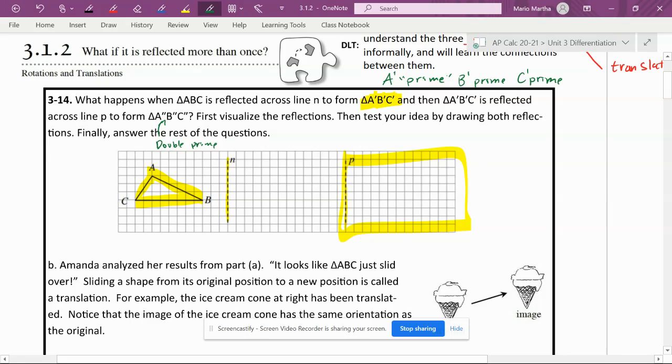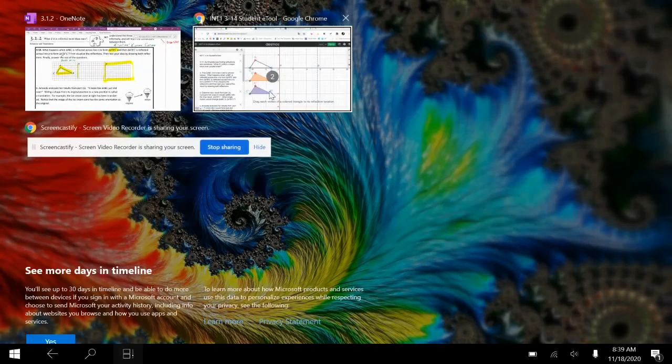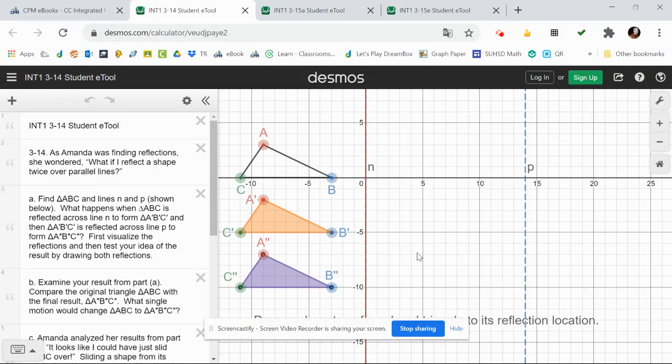Again, first visualize the reflections, then test your idea by drawing both reflections. Finally, answer the rest of the questions. Here I'm going to give you an activity, which is in the link. Once you click the link, you're going to get to this page.